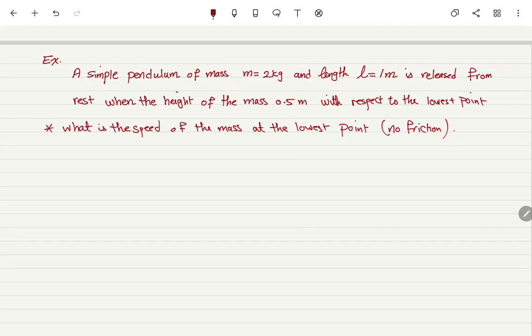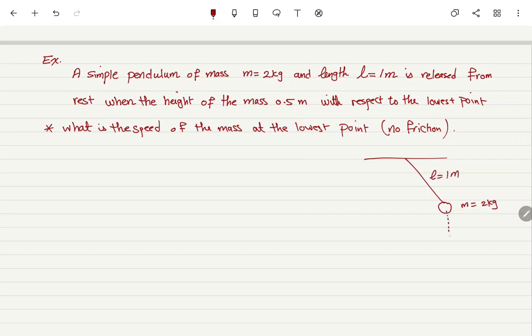Example: a simple pendulum of mass 2 kilograms and length 1 meter is released from rest when the height of the mass is 0.5 meters with respect to the lowest point. What is the speed of the mass at the lowest point, assuming no friction? To solve this, let's have a quick diagram. We have a simple pendulum, the mass m equal to 2 kilograms, and the length of the rope L equal to 1 meter.